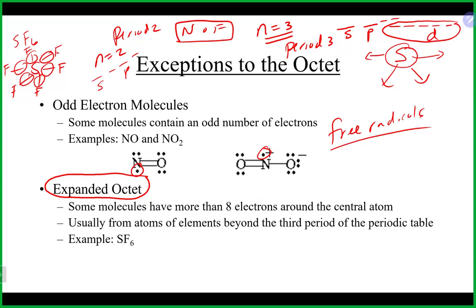But these 3 exceptions are 3 that you should know. Again, you won't be asked to draw them, but you need to know what the 3 exceptions to the octet rule are. Again, an incomplete octet, less than 8; an odd number of electrons, an unpaired electron basically; and more than 8, the expanded octet. Any questions on that there?